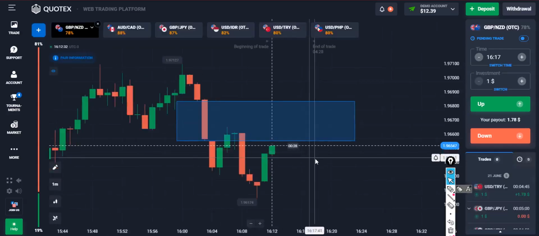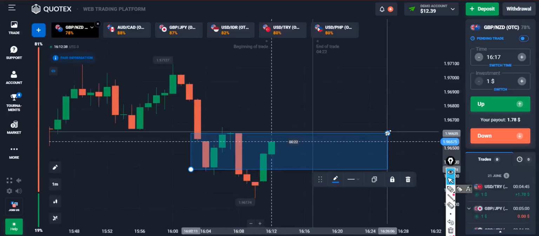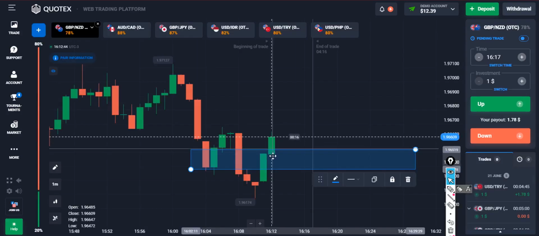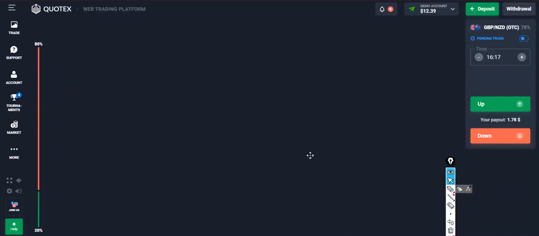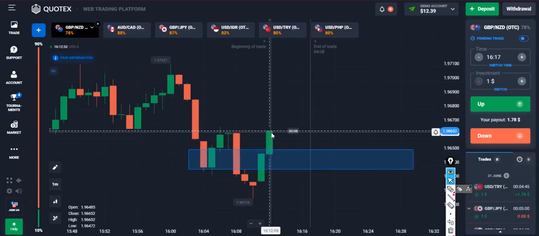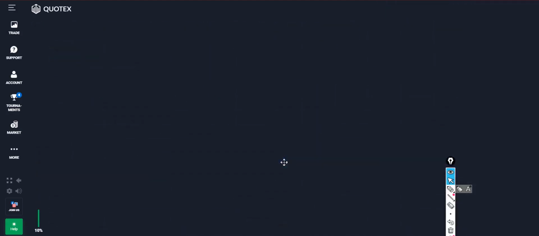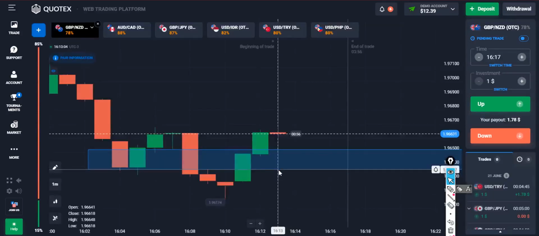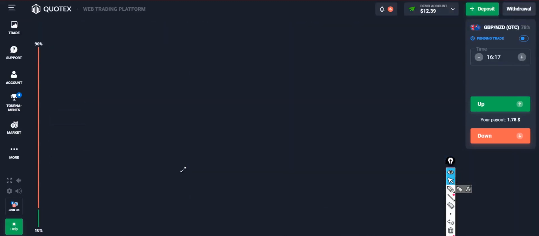So let's not use this fair value gap anymore. Okay, in this fair value gap, if this candle was a red candle, then I would have taken a downtrend for 5 minutes. As it is giving a green candle, I am gonna avoid this one. Okay, a fair value gap right here.